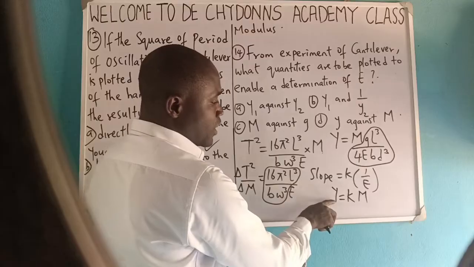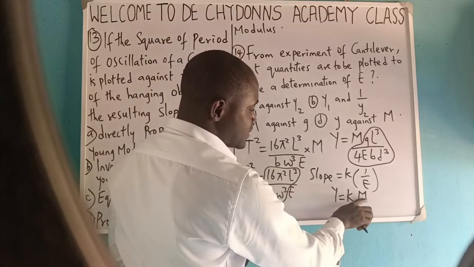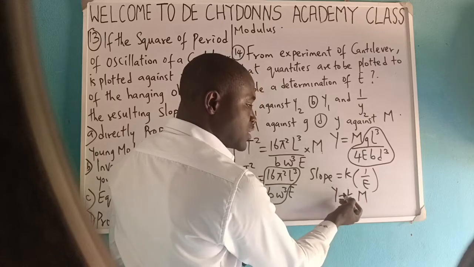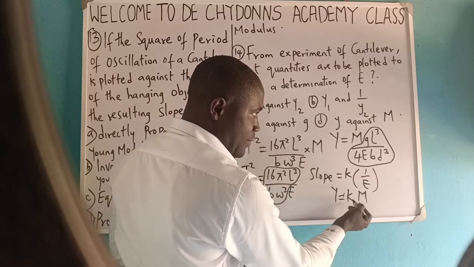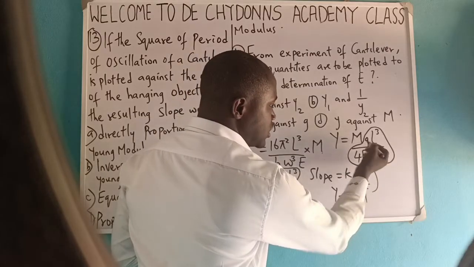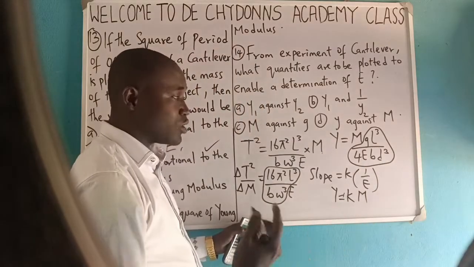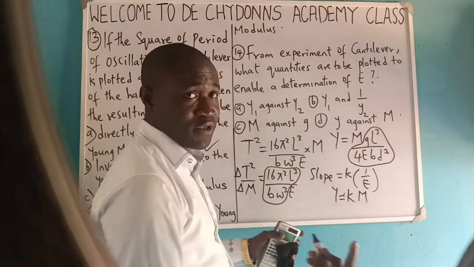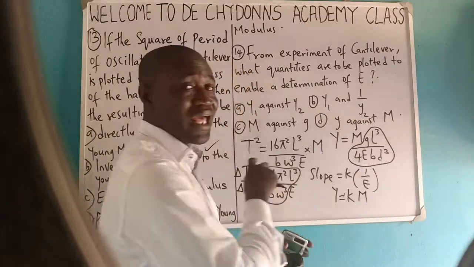That means when you plot the graph of y against M, this will be your slope. It is from this slope, K, that you will get your E, because g is constant, 9.8 or approximately 10 meters per second squared, depending on the units given to you. L is the length of the what?